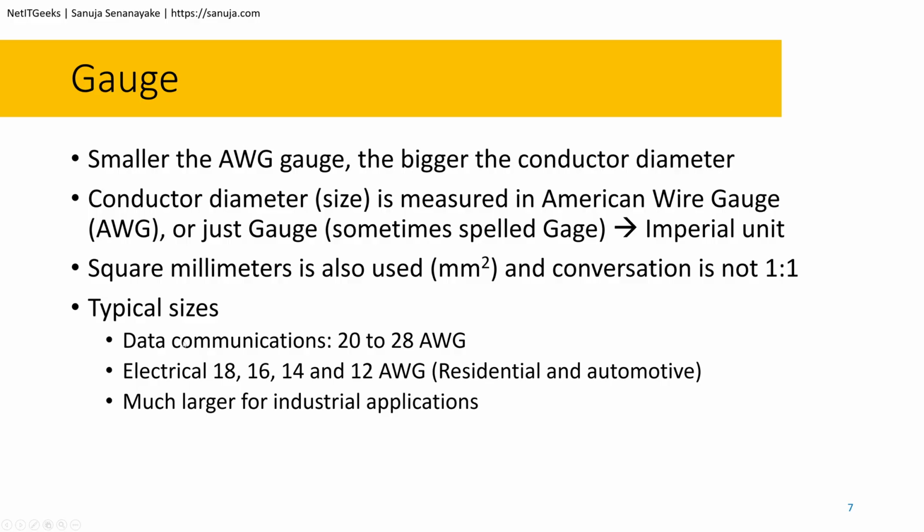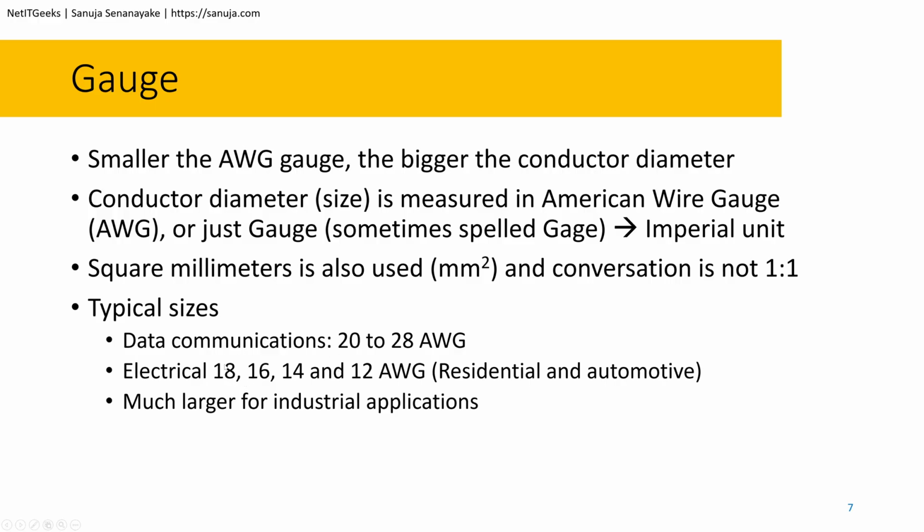Typical sizes you need to keep in mind: for data communication it is gauge 20 all the way to gauge 28. Keep in mind, gauge 20 has a bigger diameter conductor compared to gauge 28, which has a smaller, tinier diameter conductor. And for electrical, we have gauge 18, 16, 14, and 12 for both residential and automotive electrical items. So if you have a vehicle, those vehicles will have gauge 18, 16, 14, or 12, and same in home use as well. Keep in mind again, data communication uses a higher gauge number compared to electrical.